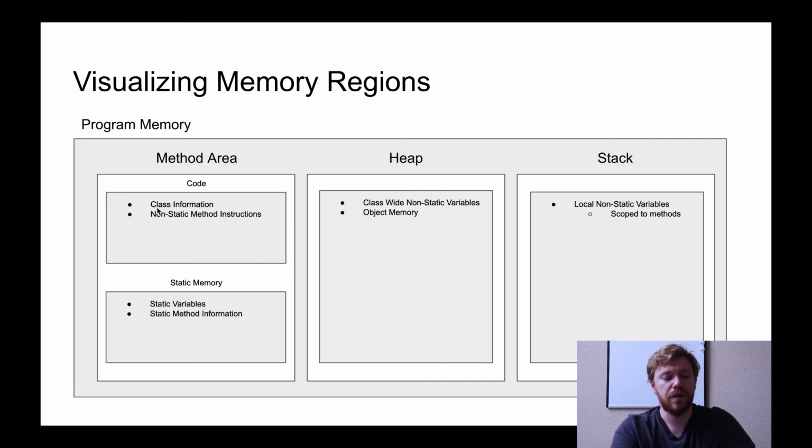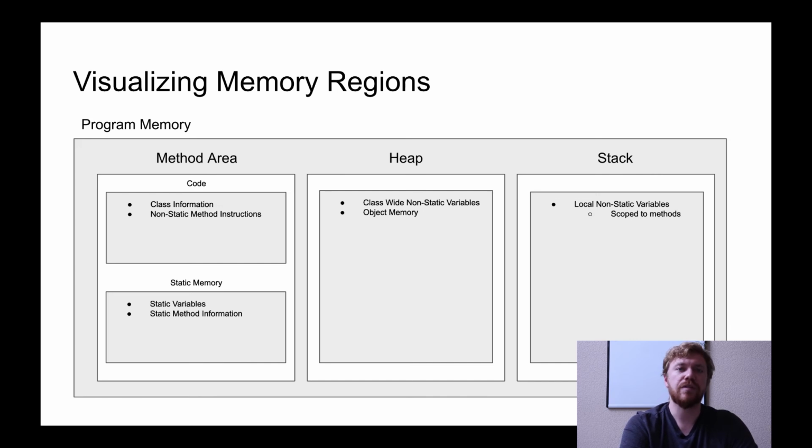It does the same for the code region as well, of course. So if we look at the heap region, there's the class-wide non-static variables, as well as object memory. Now, what do I mean when I say object memory? Well, if you recall, when I talked about what a reference type was, it was an address that pointed to some location in memory that held all of the information for a particular object. That's where this memory exists, in a place called the heap.